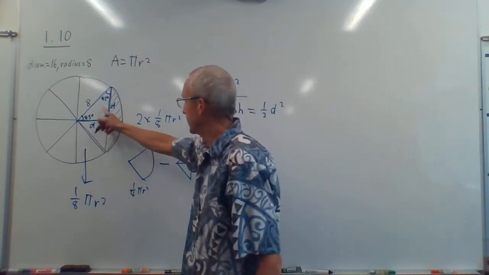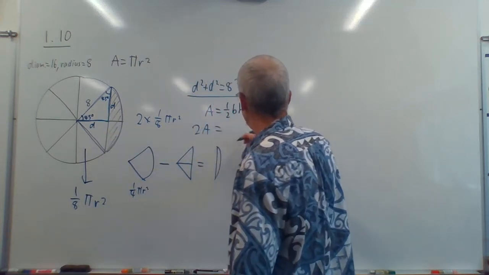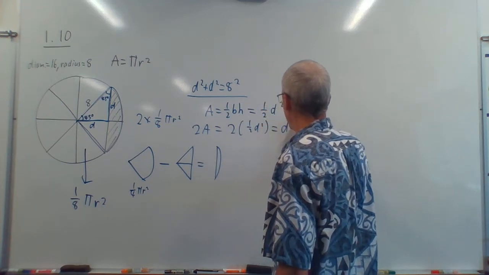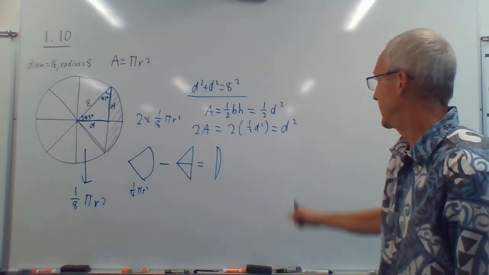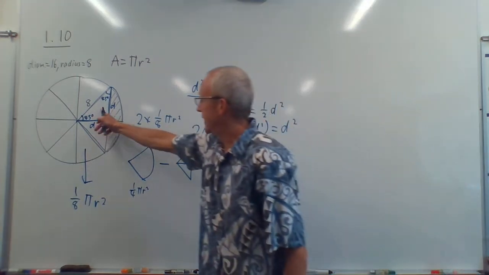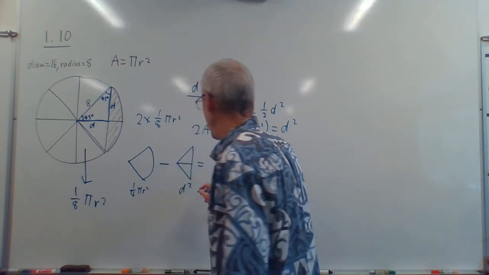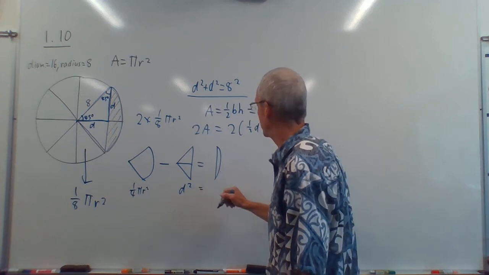Now we have 2 triangles. So 2 times the area of the triangle is just 2 times 1/2 D squared, which is just D squared. So up here, really all we need to find is D squared. And then D squared is the area of this thing here. So this thing here is D squared. And so we take away: 1/4 pi r squared minus D squared equals the area that we want.